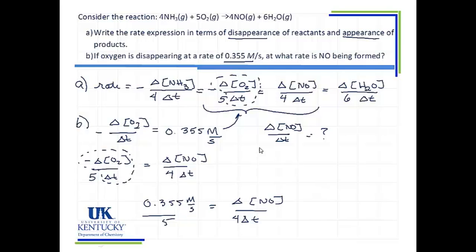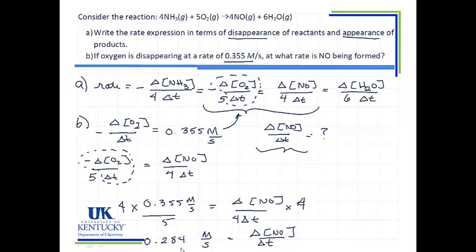We don't want the 4. Look up here at what we're trying to find, just how NO is changing with time. So I'm going to multiply both sides by the 4. And that will leave me with a value of, let's see, 0.284 molarity per second for the change in concentration of NO with respect to time. So the rate of change of NO, how fast is it appearing?